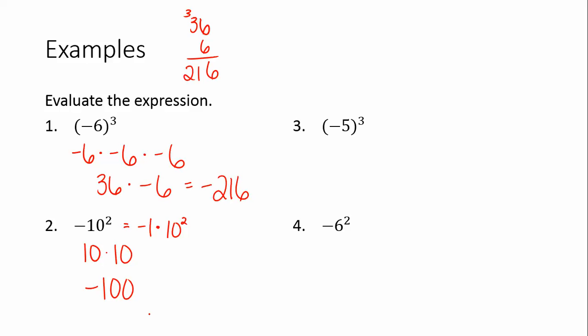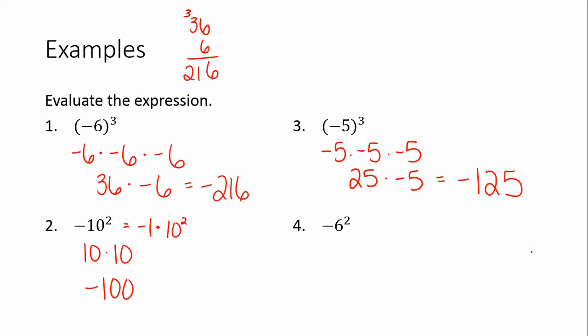Number 3, we have negative 5 inside parentheses, and it's being raised to the third power, or cubed. So we have negative 5 times negative 5 times negative 5. A negative 5 times a negative 5 is a positive 25. And we multiply it by the third negative 5, and you get negative 125. That one I do know.